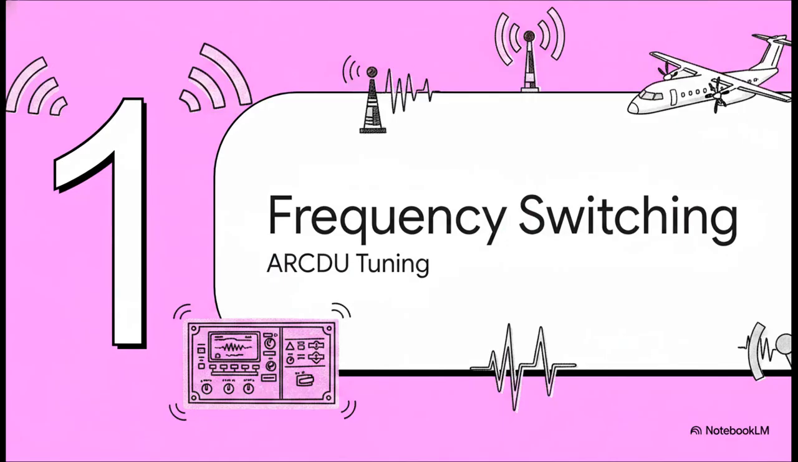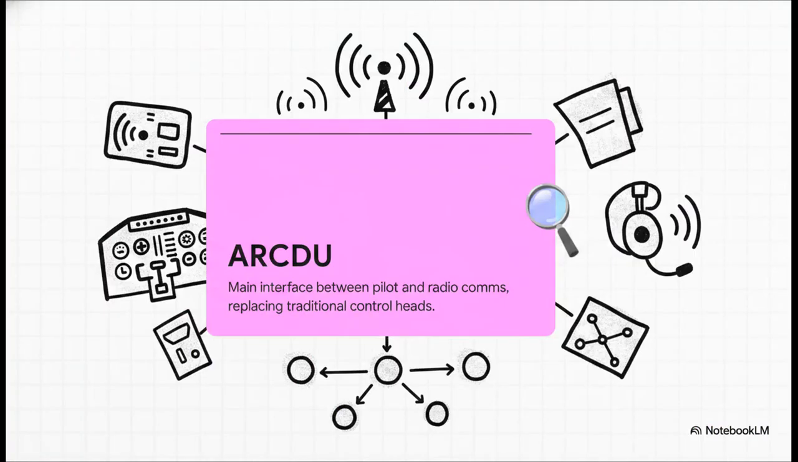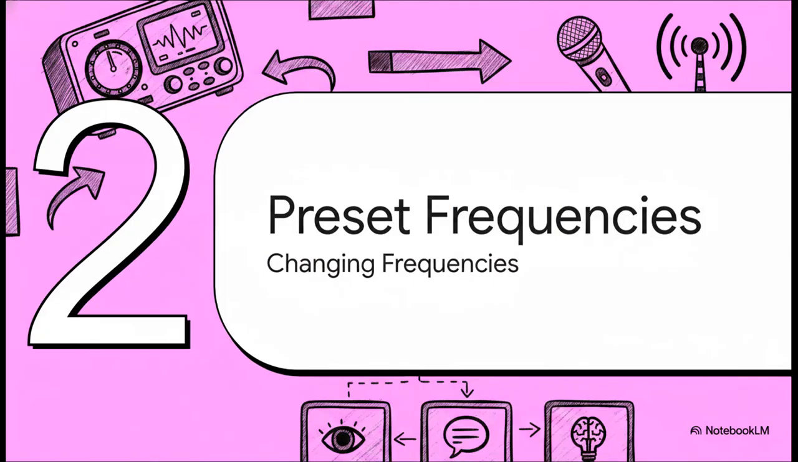Section 1. ARCDU frequency switching. First up, we need to understand the primary interface we use for everyday radio tuning in the cockpit. So the absolutely crucial point here is that the ARCDU, which stands for Audio and Radio Control Display Unit, is the central hub for your communications. It completely replaces those older, traditional radio control heads. Instead, it continuously displays all your necessary in-flight information right there on the screen for you to see at a glance.